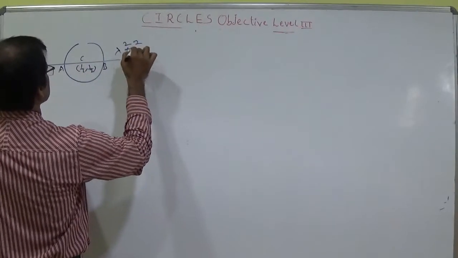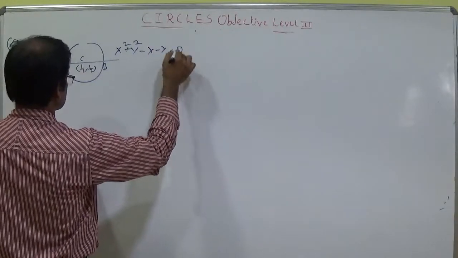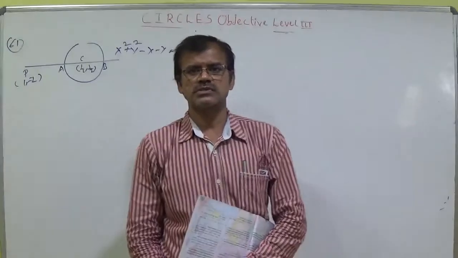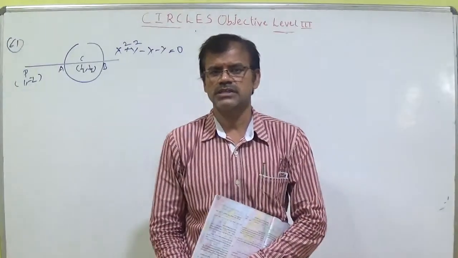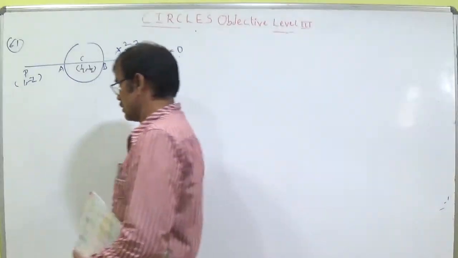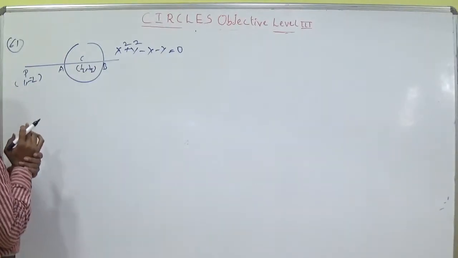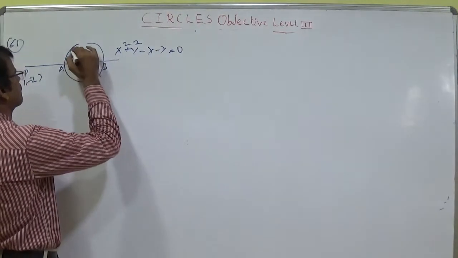This is the center C. The circle x square plus y square minus x minus y equal to 0. You can say the equation of the circle is passing through the origin and having intercepts 1 comma 0 and 0 comma 1 on the coordinate axes respectively. The circle passes through these points, and the center is 1 by 2 comma 1 by 2.